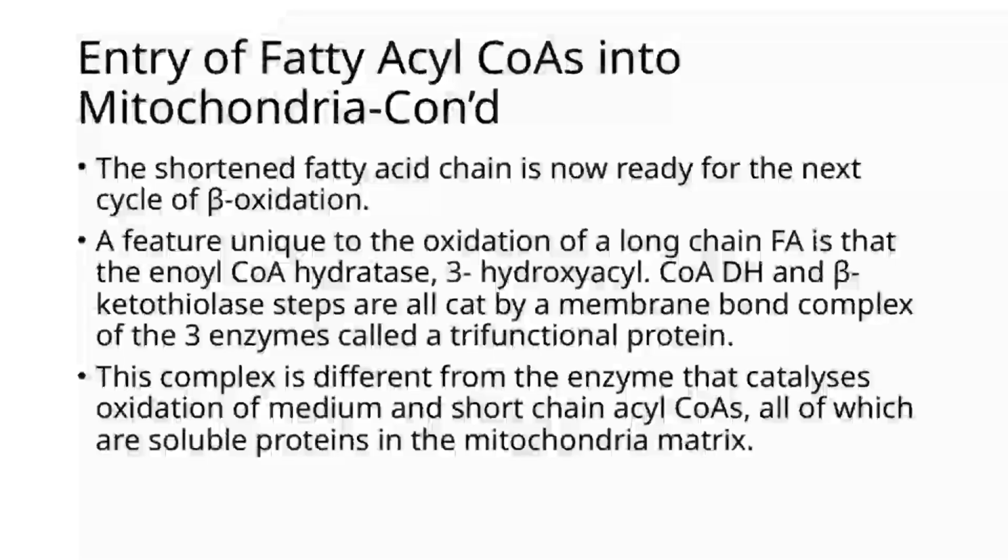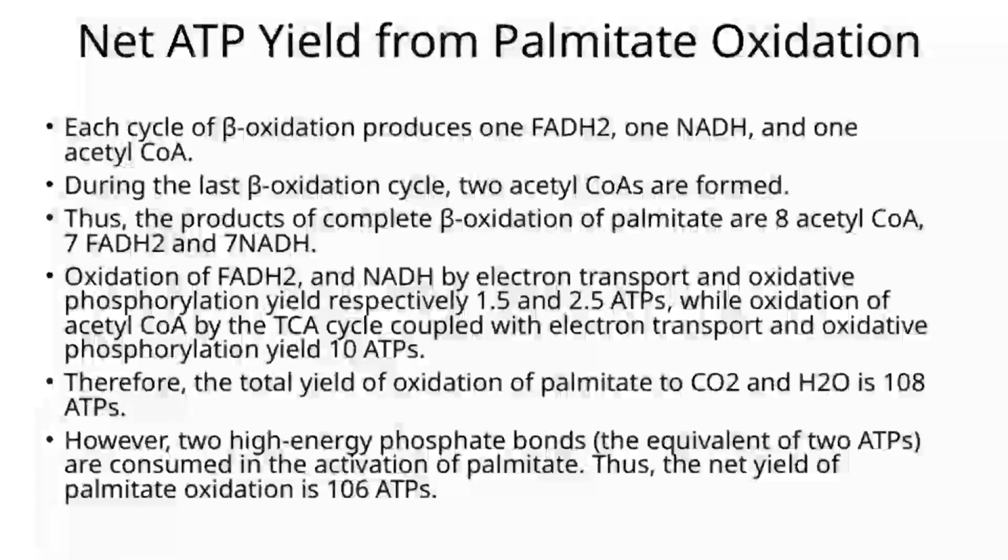Now, let's look at what happens during each cycle of beta-oxidation. Each cycle produces 1 FADH2, 1 NADH, and 1 acetyl-CoA. This is important because these molecules are key carriers of energy. During the final cycle, instead of producing 1 acetyl-CoA, 2 acetyl-CoAs are generated, which makes sense because we're breaking down a larger fatty acid into smaller pieces. Putting it all together, for the complete oxidation of palmitate, we end up with 8 acetyl-CoA, 7 FADH2, and 7 NADH molecules. These are the main energy carriers generated from one molecule of palmitate.